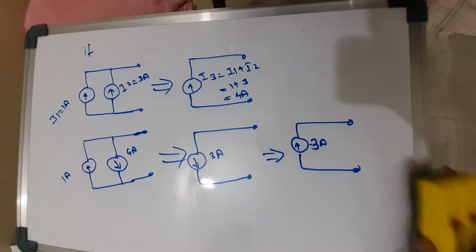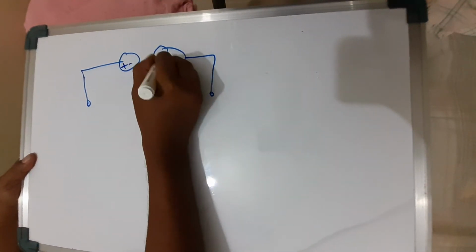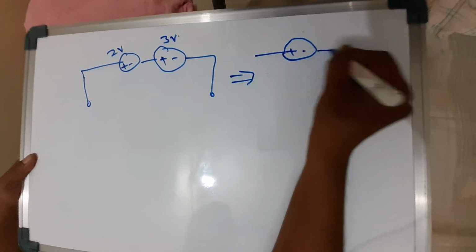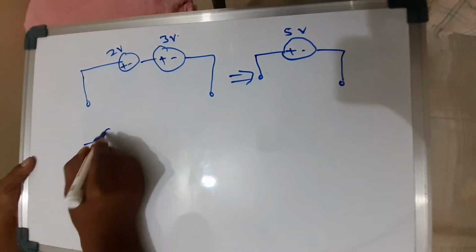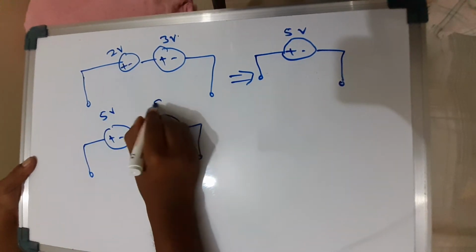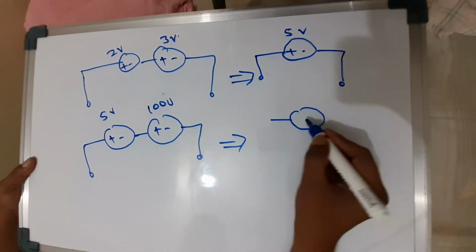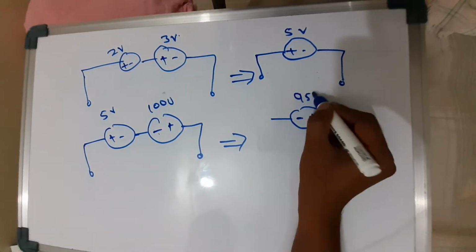Now we will go for the voltage sources. Similarly, if two voltage sources are connected, plus minus 2 volt and 3 volt, the resultant is 3 plus 2, 5 volt. Just check the polarities, plus minus, plus minus. Similarly, if one source is plus minus 5 volt and the other is 100 volt with the polarity changed, minus plus, then the resultant is 100 minus 5, that is 95 volts.